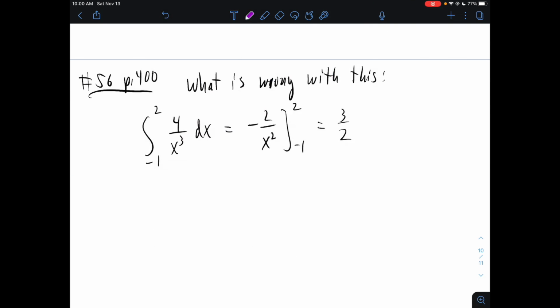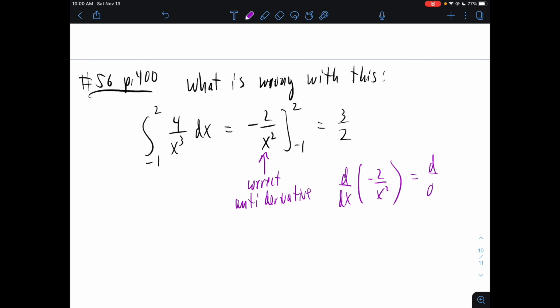Well, this is the correct antiderivative, since the derivative with respect to x of -2 over x squared is the derivative with respect to x of -2x to the -2, which gives you 4x to the -3, which is 4 over x cubed. So that's right. We can assume they plugged their numbers in correctly, so 3/2 is correct.